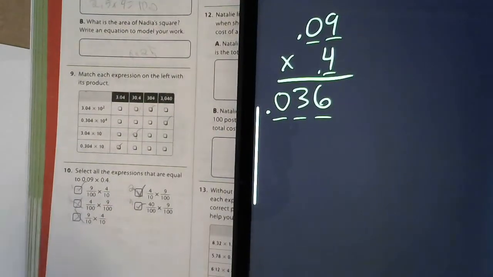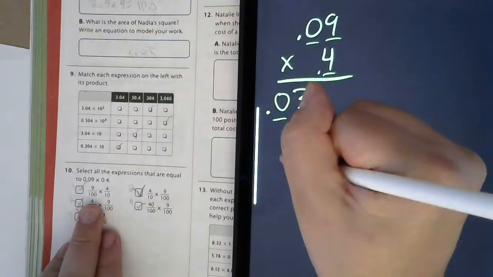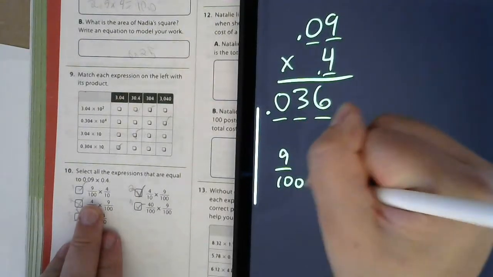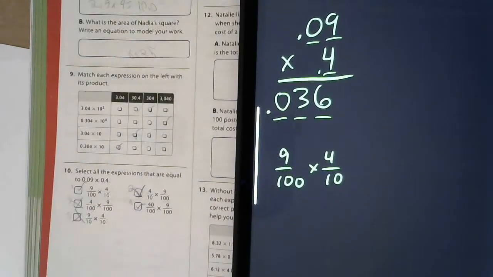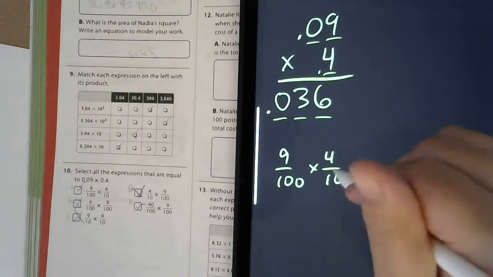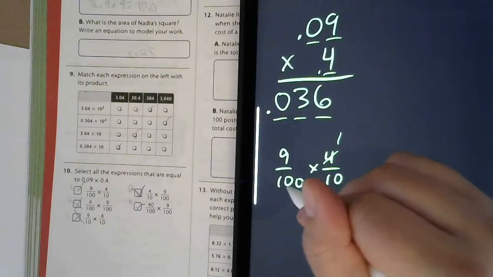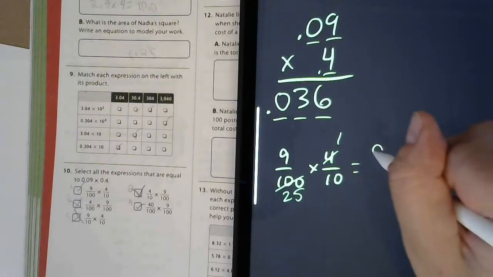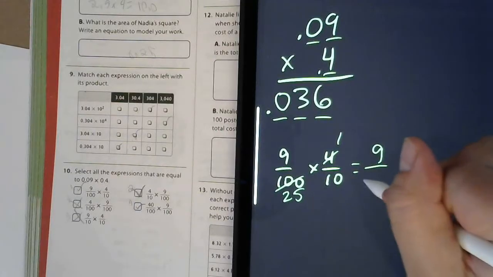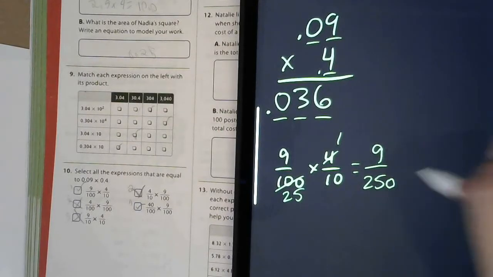So let me walk my way through it again. I've got 9/100 times 4/10. So again, cross-simplifying is your friend. 4 goes into 4 once. 4 goes into 100 25 times. Now I have 1 times 9, and I have 25 times 10. I get 9 over 250.